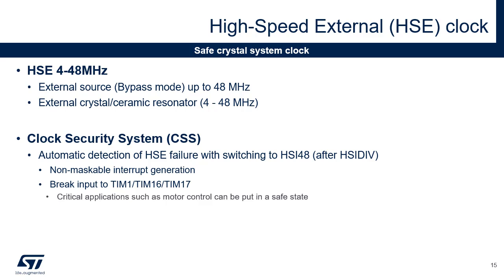The clock security system, or CSS, can automatically detect HSE failures. If a failure is detected, a non-maskable interrupt is generated, and a break input is sent to timers to safely shut down critical systems like motor control. If the HSE fails, the system clock switches to the internal HSI48 oscillator to prevent application disruption.